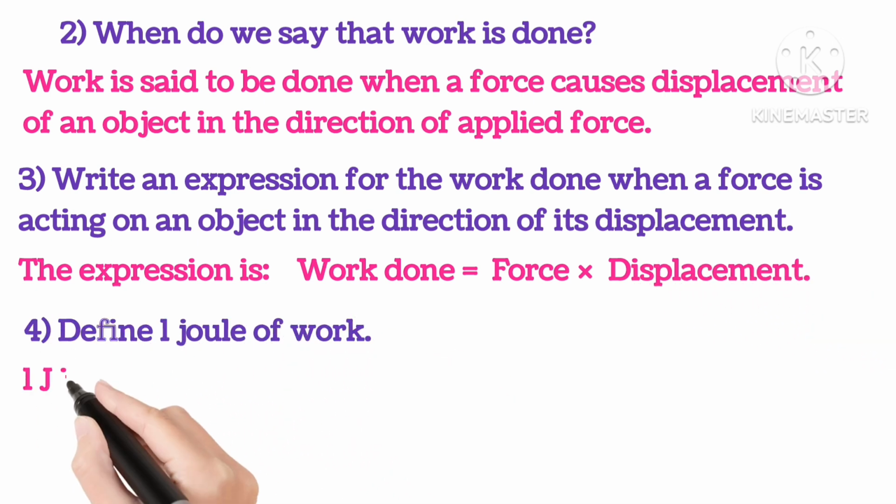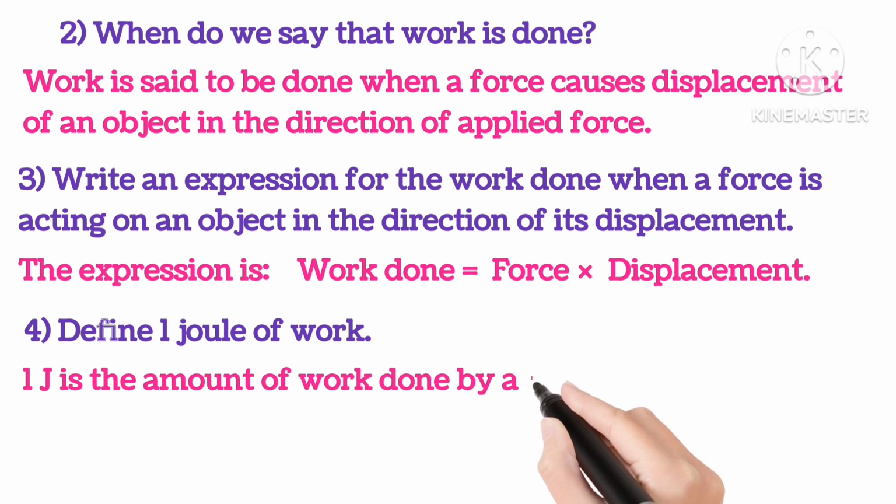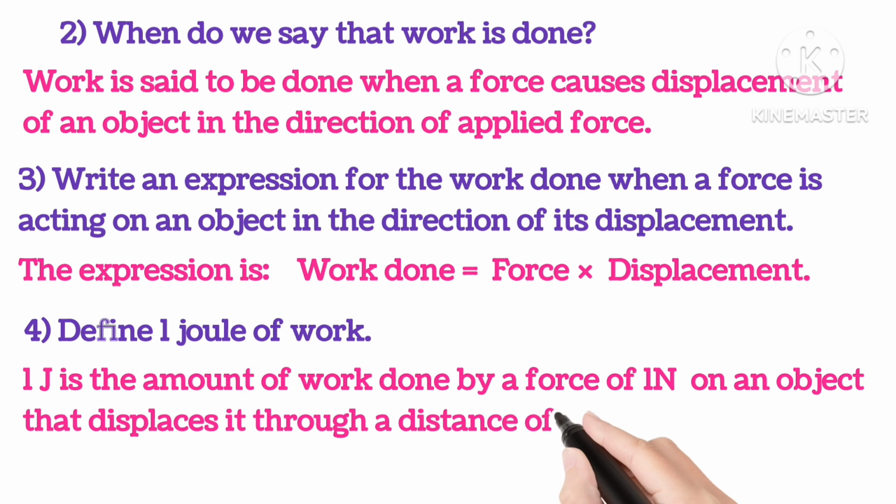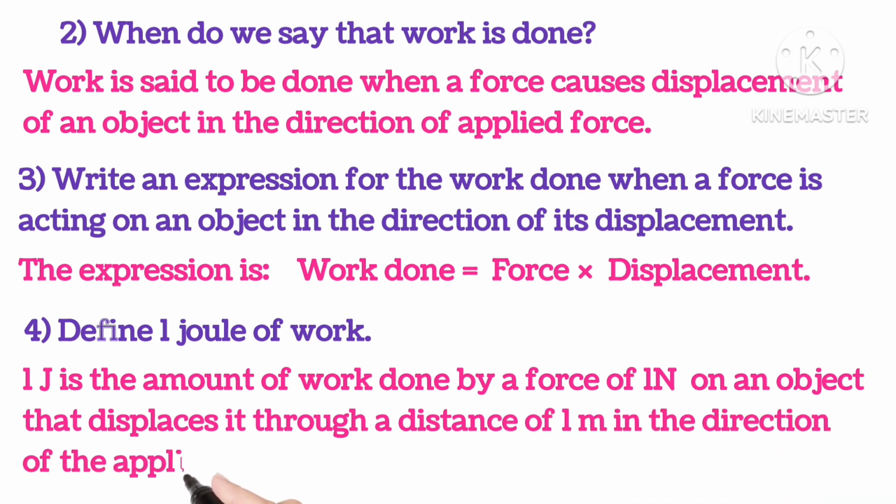Define 1 joule of work. 1 joule is the amount of work done by the force of 1 newton on an object that displaces it through a distance of 1 meter in the direction of applied force.